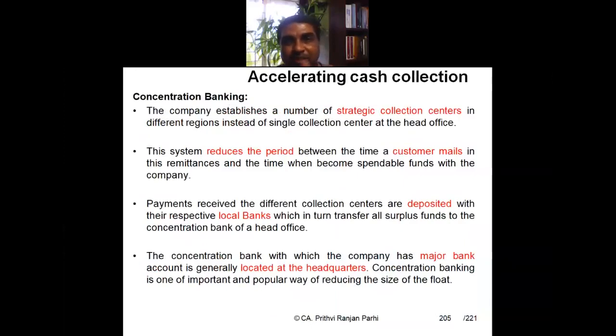Now there are various methods of accelerating cash collection. So quickly, I'll just be going through it. Later on, you can read it. One is concentration banking. That means in various places, bank accounts can be opened so that customers can directly deposit their checks in those places. They need not send all these checks to the head office or the collection centers. At different places, they can be deposited, so it will ensure the quick collection of cash.